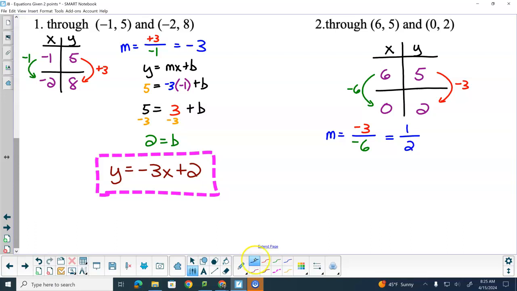So then if I'm going y equals mx plus b, then that's going to be 2 equals 1/2 times 0 plus b. 1/2 times 0 equals 0, right? 0 plus b. B, right? So b is equal to 2.